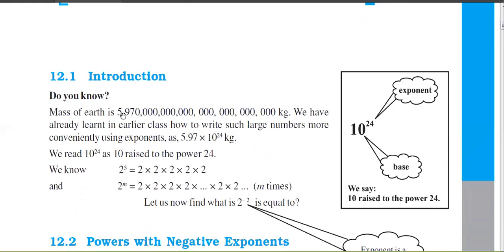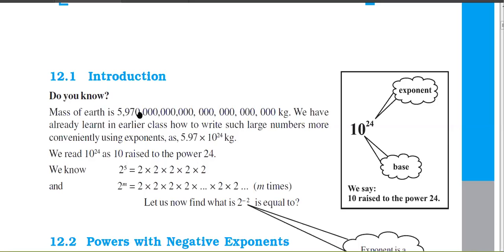Let's suppose the mass of Earth is this much kg. In earlier classes, you have learned how to write such large numbers using exponents. So you can count the number of zeros here: 3, 6, 9, 12, 15, 18, 21, and then 0, here is 22.